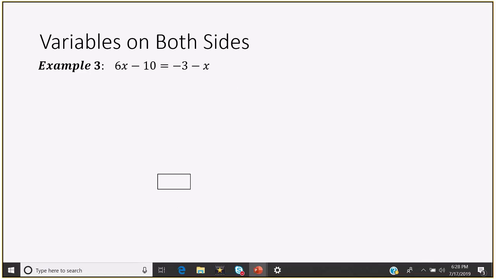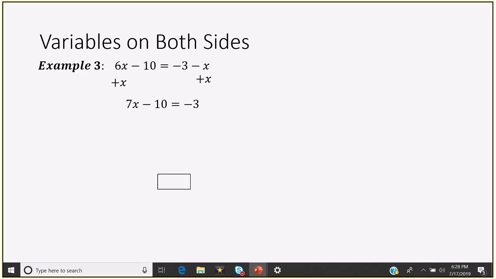So to resolve that, what we do is we move an x to one side. We choose which side we're going to. And generally, out of preference, what I do is I just take the smallest x. So in this case, the negative x. I'm going to add x to both sides.